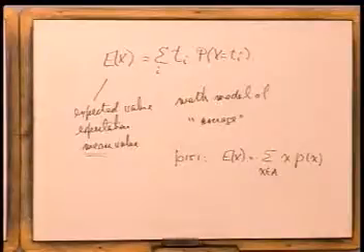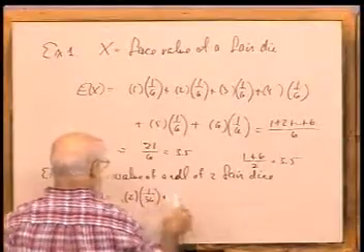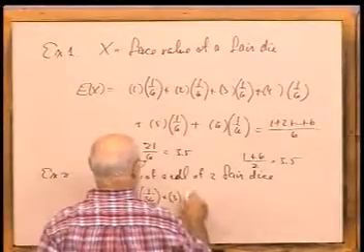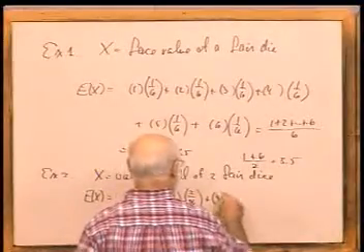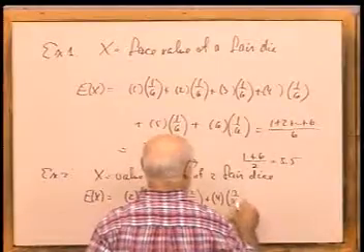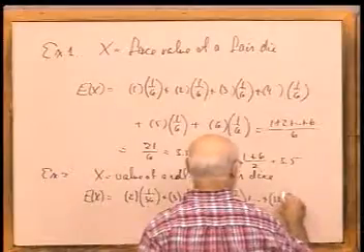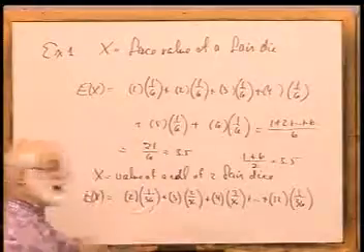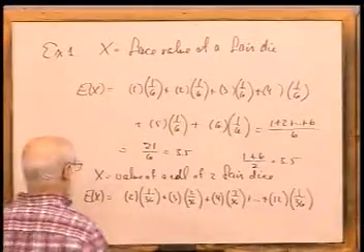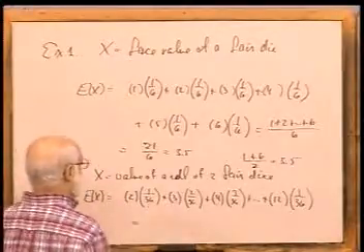So what are the values you can take? Well, the lowest value you can get is 2, and the probability of that is 1 over 36. The next value you can get is 3, and the probability of that is 2 over 36. And then you can get the value 4, and its probability is 3 over 36, and so on. And the last value is 12, and the probability of that is 1 over 36. So now you just do that arithmetic, and it'll turn out that the answer is exactly equal to 7.